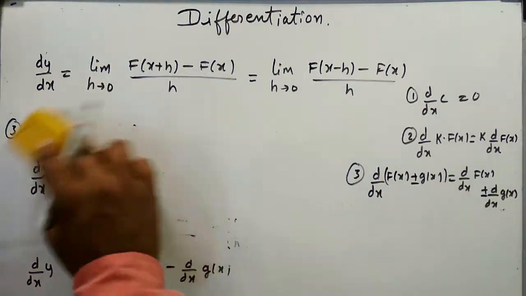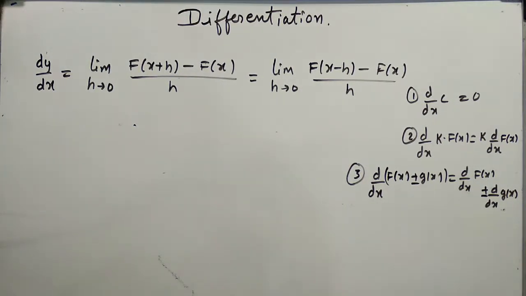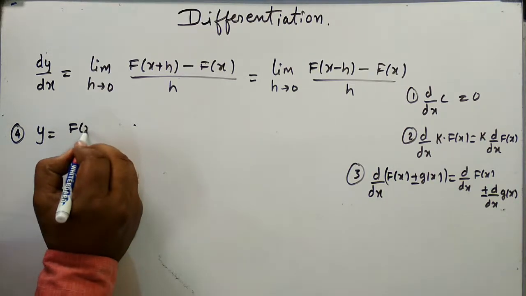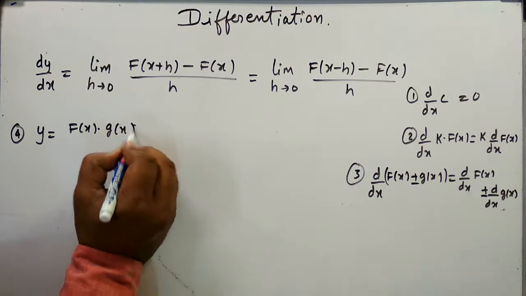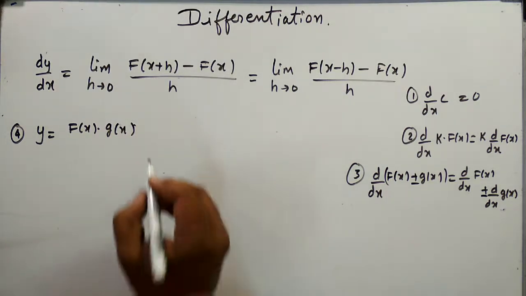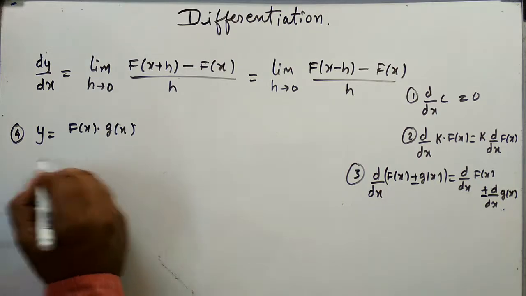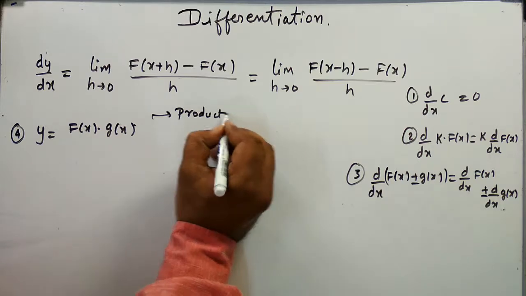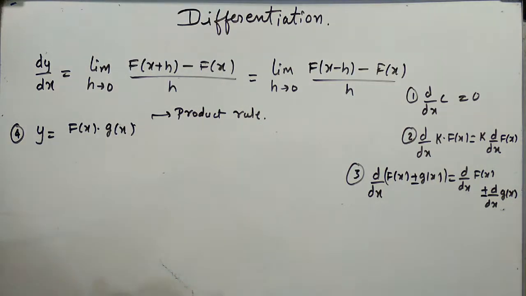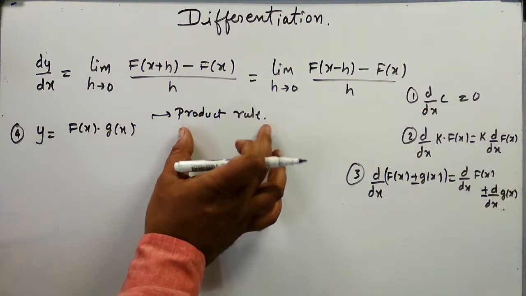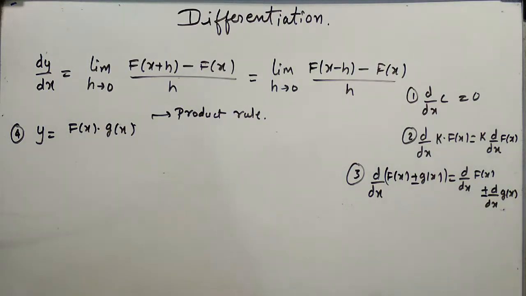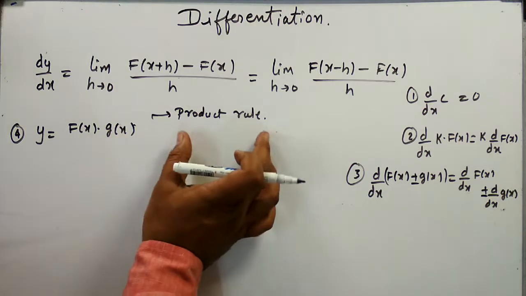Now the fourth property, if you have a function like y equals, in the form of the product of two functions. Okay, so the formula that we get from this is the product rule. Okay, and if you want to see the derivation of this product rule, you can check my next video after this in the playlist. This will give you the derivation of that product rule.